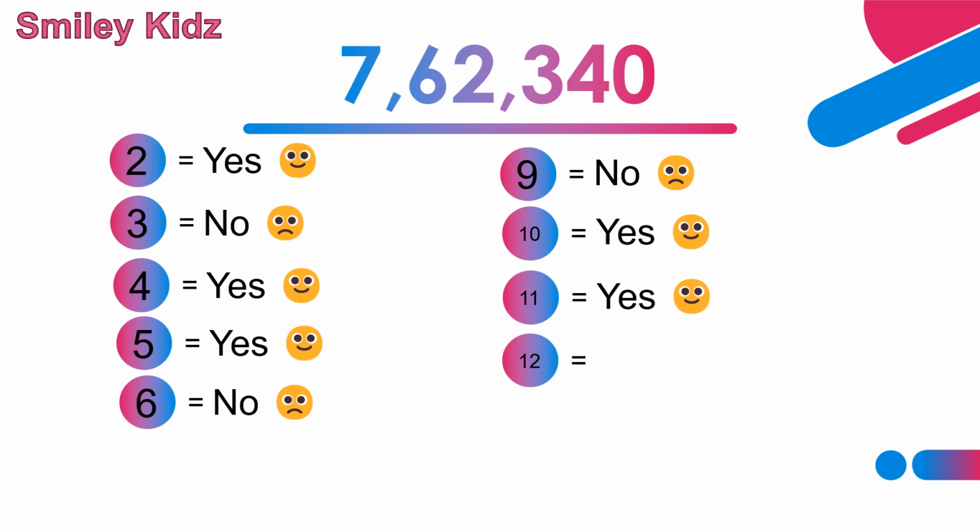Is 7,62,340 divisible by 12? The divisibility rule of 12 is the number should be divisible by both 3 and 4. Here, 7,62,340 is divisible by 4, but it is not divisible by 3. So, 7,62,340 is not divisible by 12.